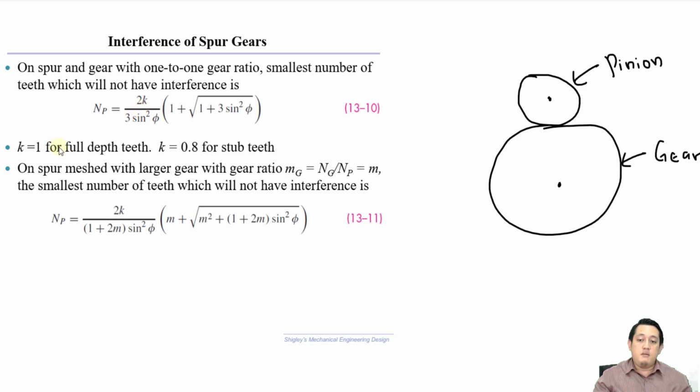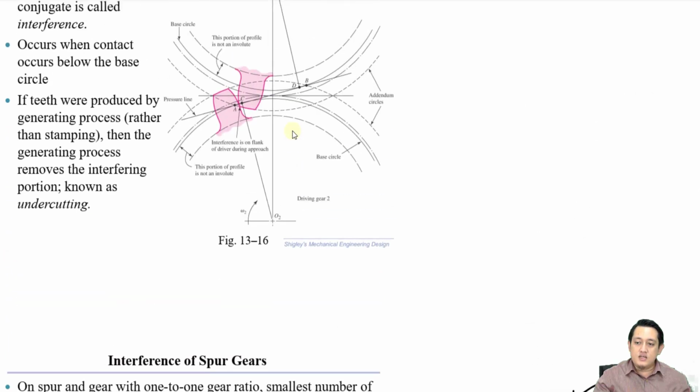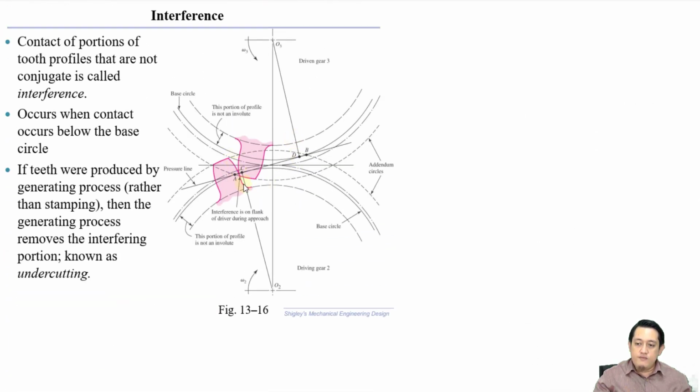What is K here? The value of K depends on whether we have full depth teeth or stub gear. Full depth teeth means that we have teeth with a full depth. Just like the name, stub teeth actually have 20% less depth than full depth teeth. So if this one is a full depth tooth, the stub tooth will have 20% less.